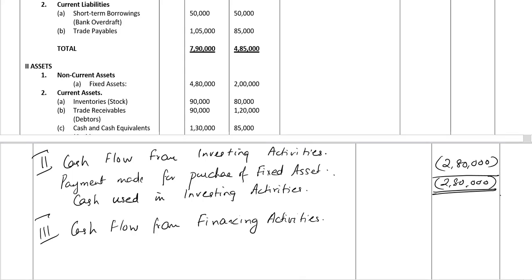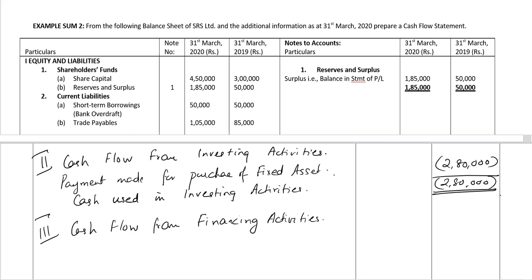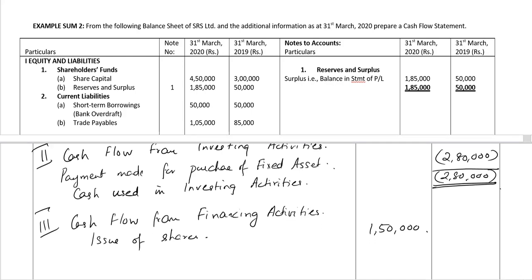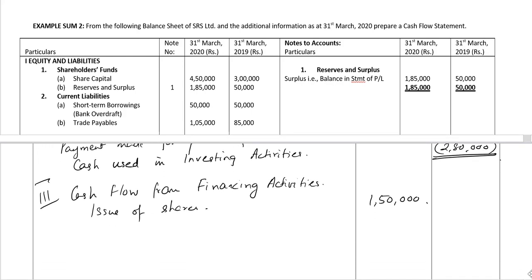Check out the changes in share capital and borrowings. There's an issue of shares. Rupees 3 lakh has become rupees 4,50,000. So issue of shares is 1,50,000 rupees. There is a short-term borrowing, bank overdraft. The opening balance is 50,000, but the closing balance also remains as 50,000. There is no change. So we will ignore that item.